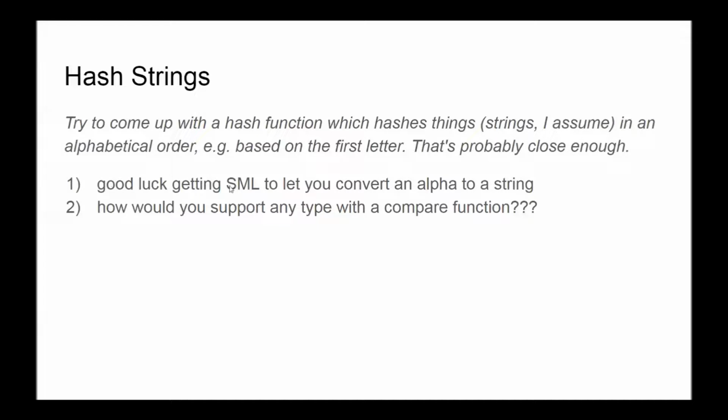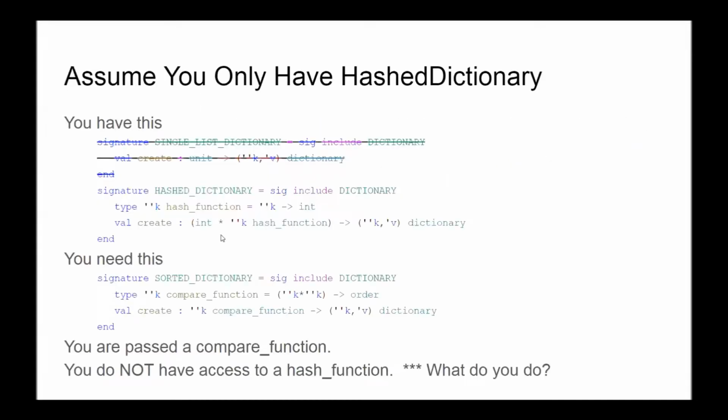Well, first of all, good luck getting SML to convert any alpha type to a string. So it's not going to work. It's not going to compile that way. But the other issue is you'd like to be able to support any type that has any compare function, right? Even with strings, you might want to say sorted and have it be reversed, right? So any arbitrary compare function, they're literally passing you the compare function they want, but they very critically are not passing you the hash function.